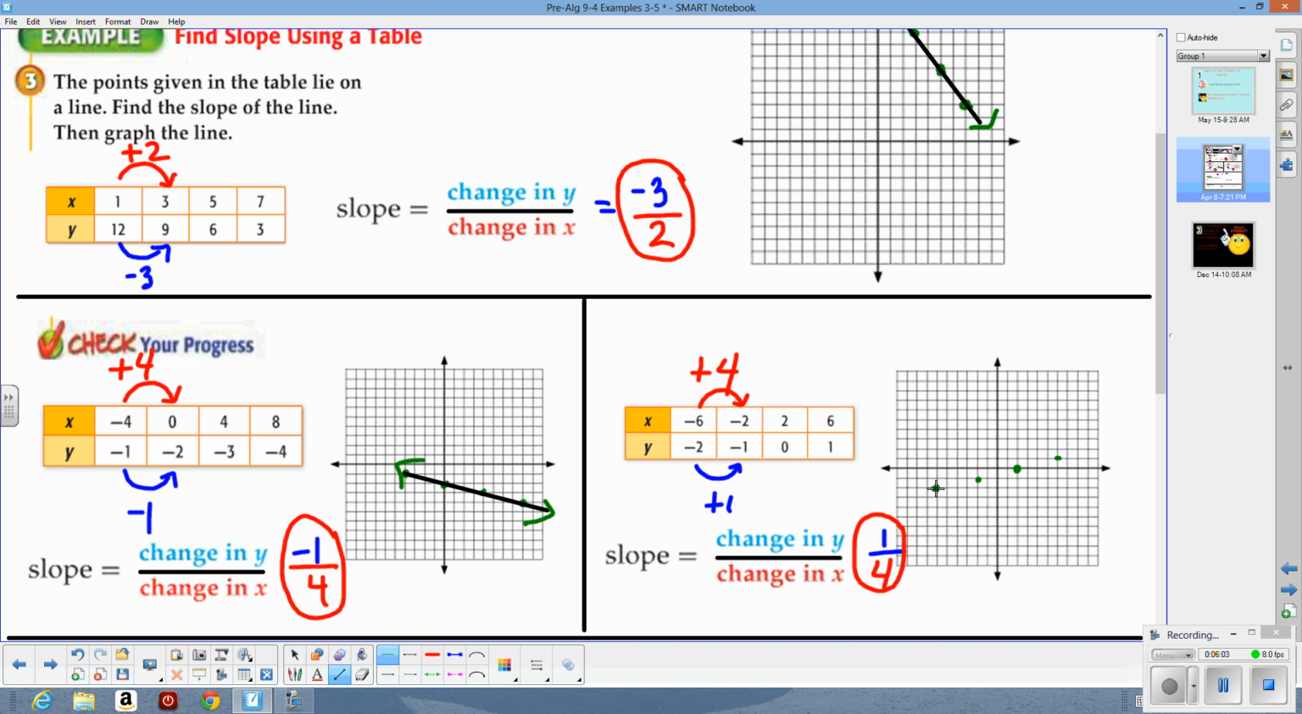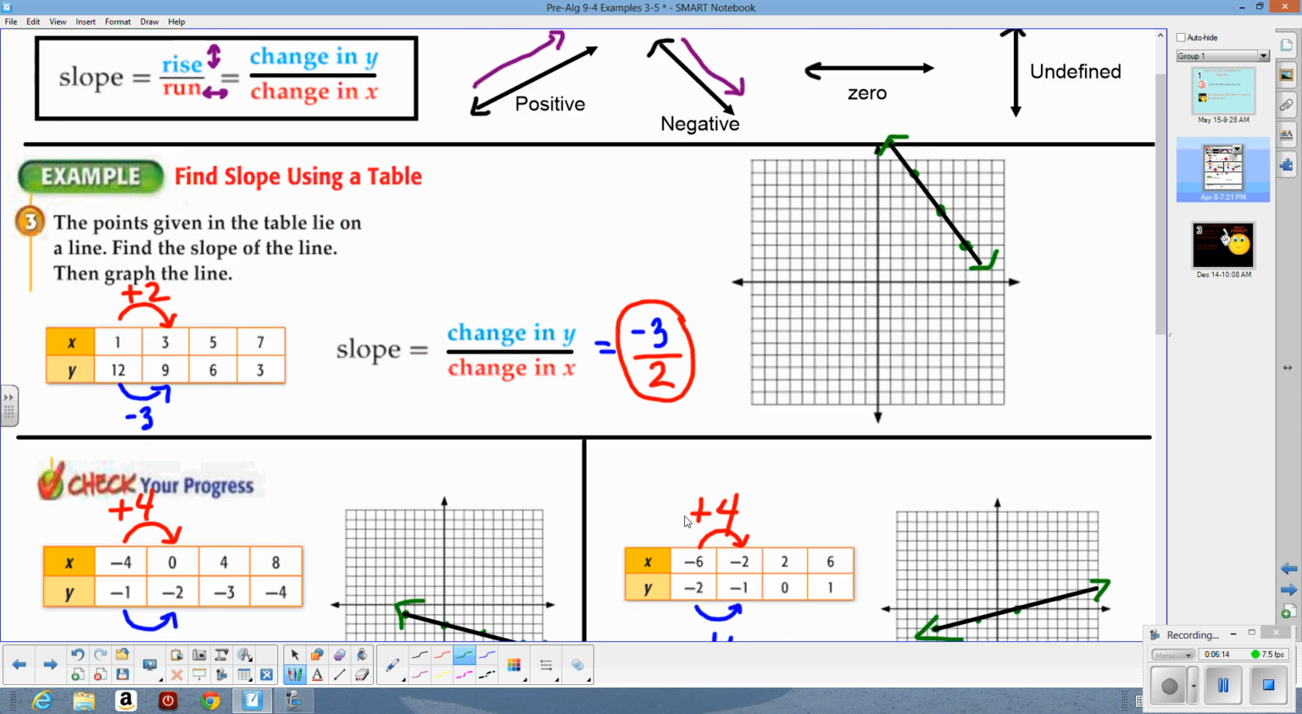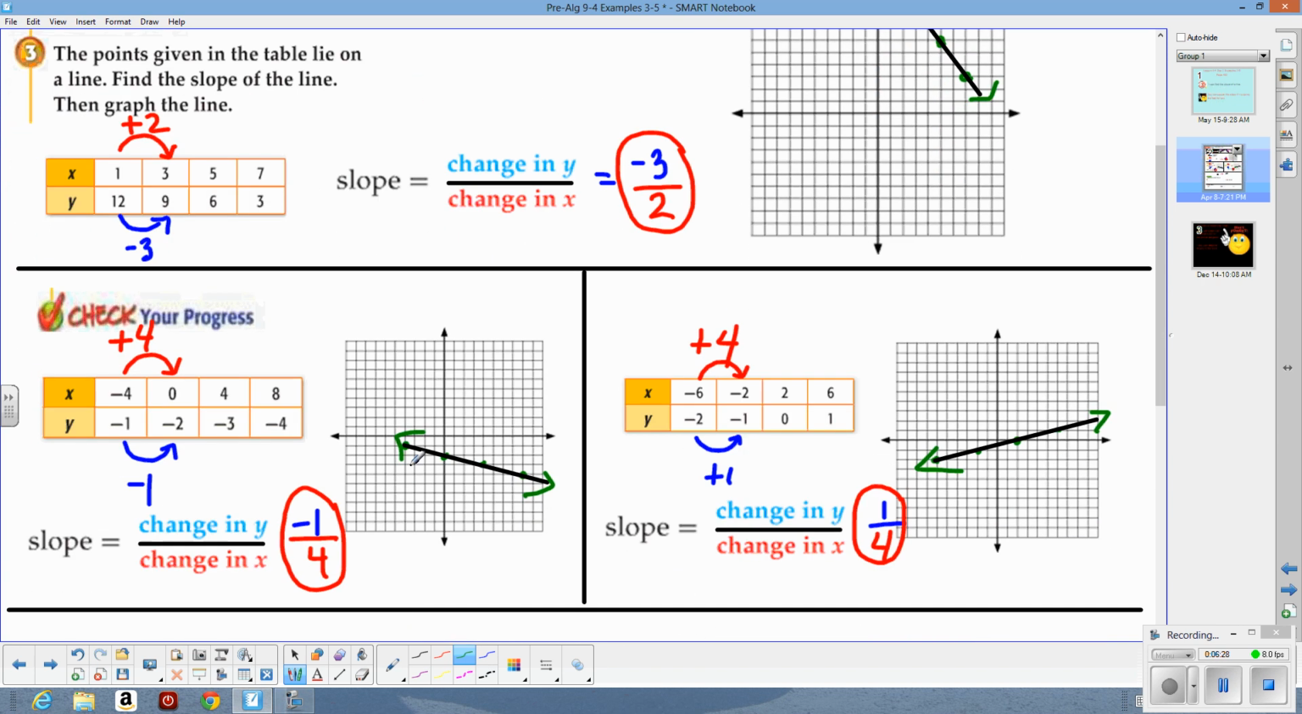Now we should be able to connect these with a straight line and put arrows on the ends to show that it keeps going. Now one thing you could check too is that if you were to use your graph like we did in the last lesson, to go from this point to this point, you go down 3 and to the right 2. So -3/2 is your rise over run. For this one, it was down 1 and to the right 4. And over here, slope of 1/4 means rise 1, run 4. So there's several ways you can check to make sure you're on the right track.